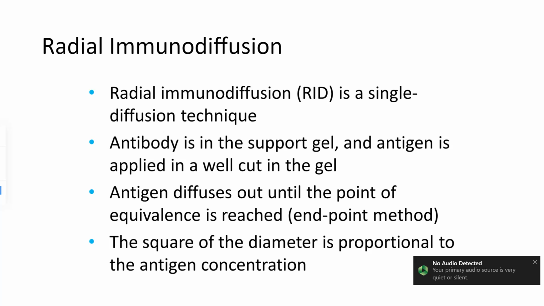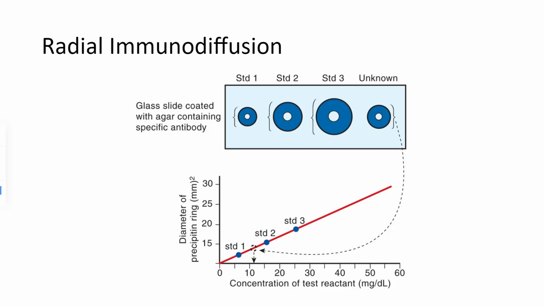So radial immunodiffusion. In radial immunodiffusion, or RID, it's a single diffusion technique. Antibody is in the support gel, and antigen is applied in a well that's cut into the gel. The antigen diffuses out until the point of equivalence is reached, the endpoint method. The square of the diameter is proportional to the antigen concentration. So we have standards, standard 1, standard 2, standard 3, and then an unknown.